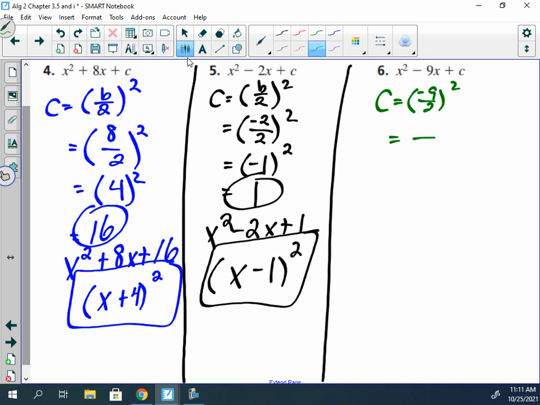Now, when we square it, well, negative 9 squared is 81 and 2 squared is 4. So the value of c is 81 fourths.